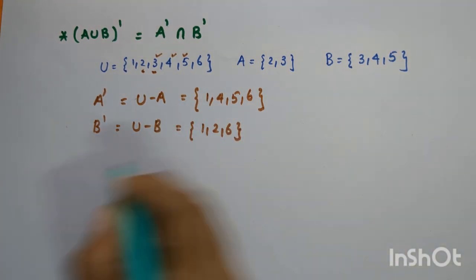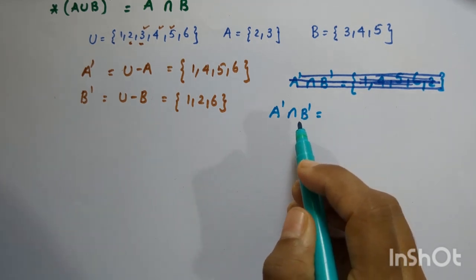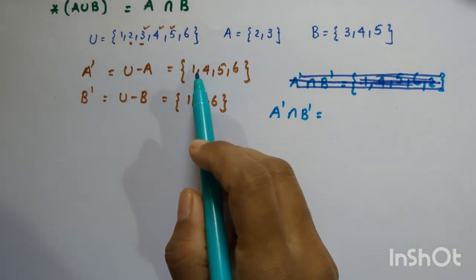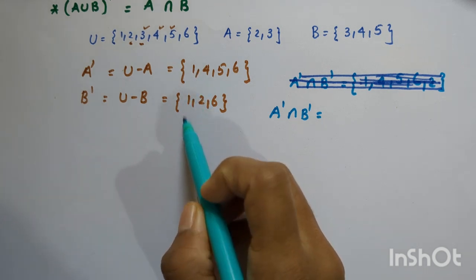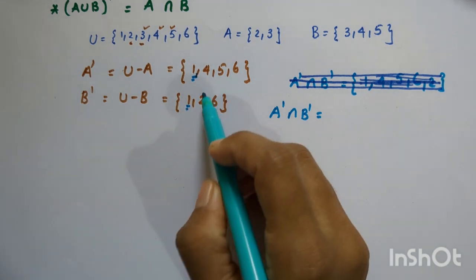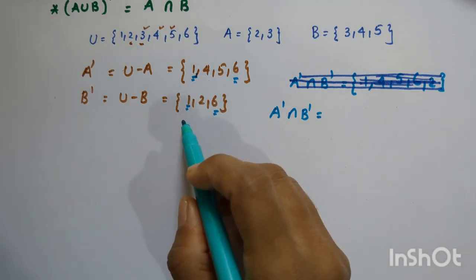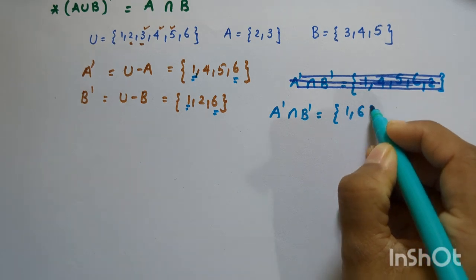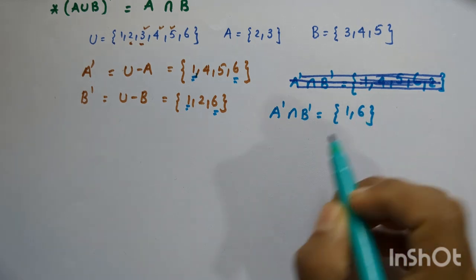Okay, now what about A complement intersection B complement? You see, when you consider the intersection of A complement and B complement, you have the sets of A complement and B complement here, and when you take the intersection, you have to write the common elements present in both. So you see, 1 is common in both, and 6 is common in both. No other elements are common in both. So A complement intersection B complement is the set of 1, 6.